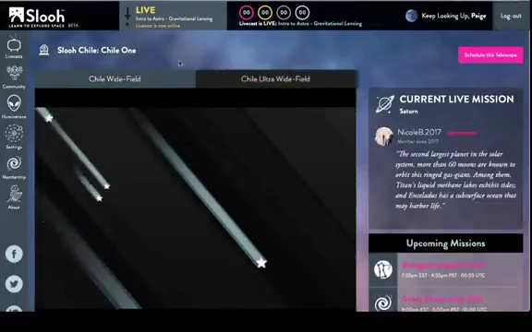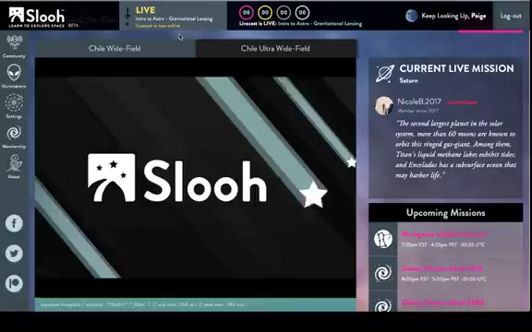If you haven't noticed, you can click back and forth between wide field and ultra wide field. That's a nice new feature.